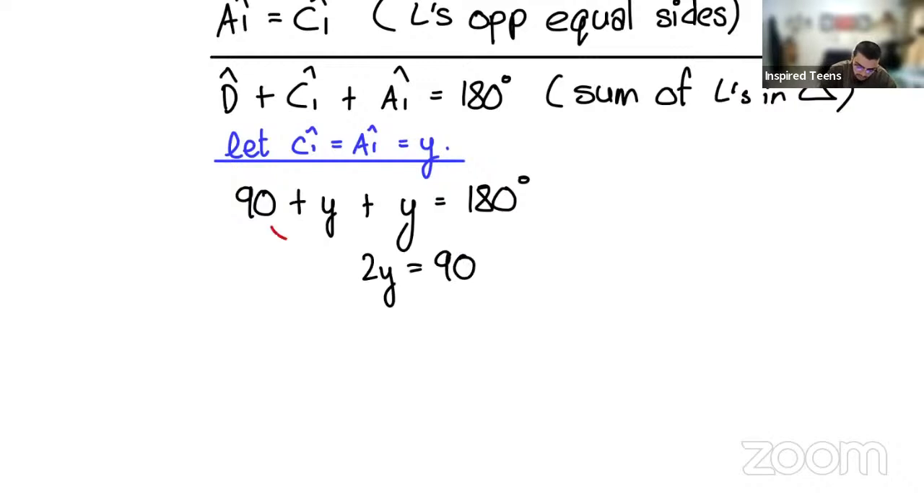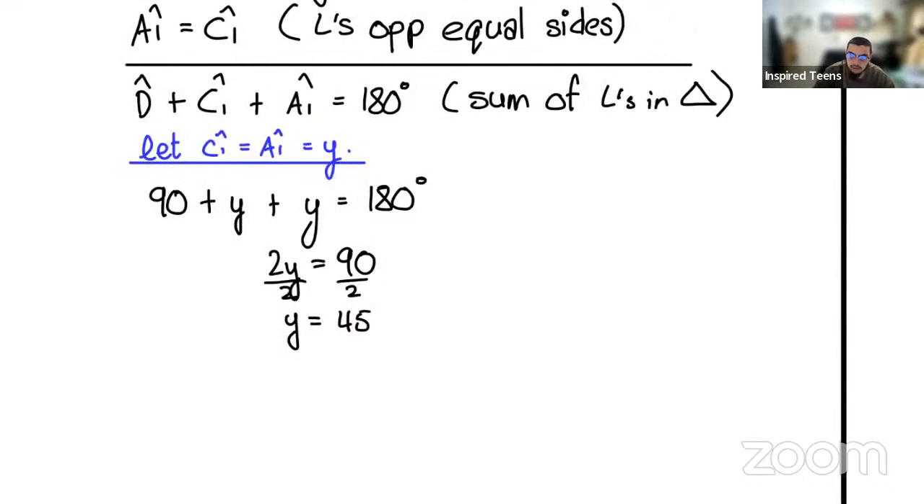I take this over to that side. And then I can say y is equal to 45. It's like dividing both sides by 2. Okay, so that's the long way of doing it. The way of representing all of this quickly, I just wanted to explain that.